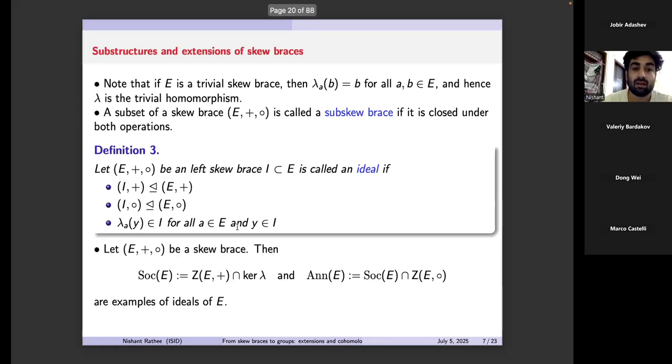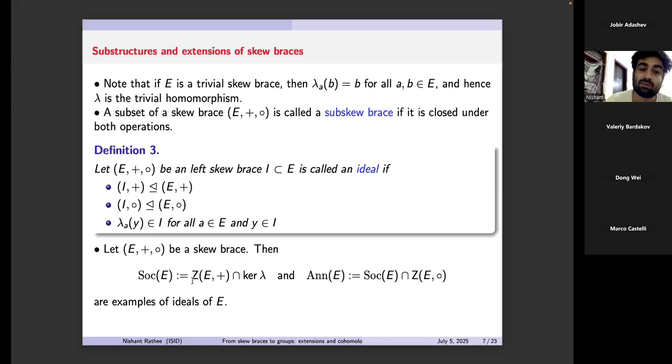Let me introduce you to a very important class of ideals in the category of skew braces. The first one is the socle, which is the intersection of the additive group's center with the kernel of lambda. The kernel of lambda is the kernel of the homomorphism lambda, and the annihilator further shrinks the socle by taking the intersection with the center of the multiplicative group.